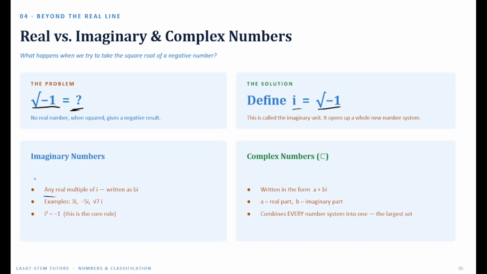Whenever we are dealing with a real multiple of i, which represents root -1, we can write it as bi. That's the number we are dealing with times i. See how it is expressed. 3i is an example, -5i, root 7 i, they are all examples. So if i is equal to root of -1, if you take the square of both sides, we know that i squared will be equal to -1.